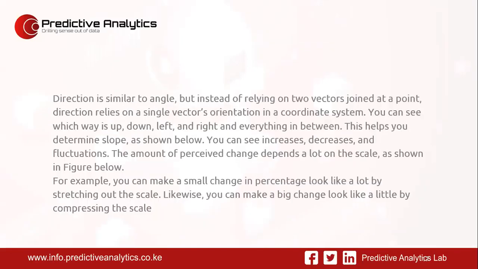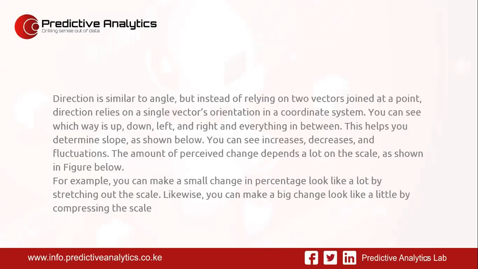direction is similar to angle, but instead of relying on two vectors joined at a point, direction relies on a single vector's orientation in a coordinate system. You can see which way is up, down, left and right, and everything in between. This helps determine slope as shown above. You can see increases, decreases, and fluctuations. The amount of perceived change depends a lot on the scale as shown in the figure below.